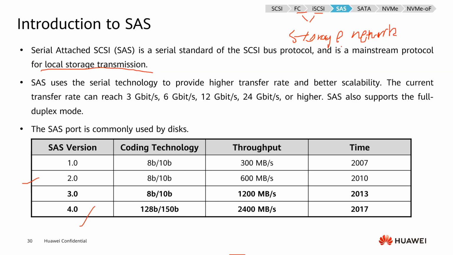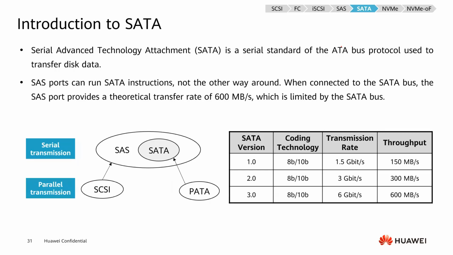This is SAS, and the other one is SATA, Serial Advanced Technology Attachment. It is a serial standard of the ATA bus protocol, and actually SATA is no longer used in today's equipment. The SAS ports can run SATA instructions, which means SAS can support the SATA interface, but SATA is not compatible with SAS. This is SATA and SAS.